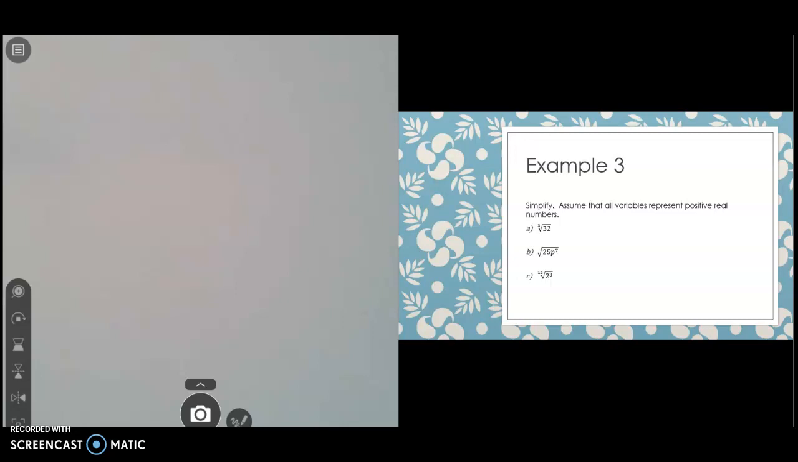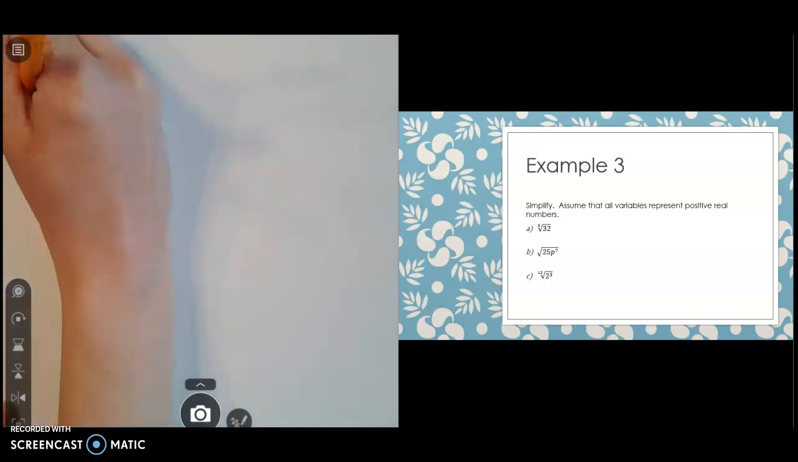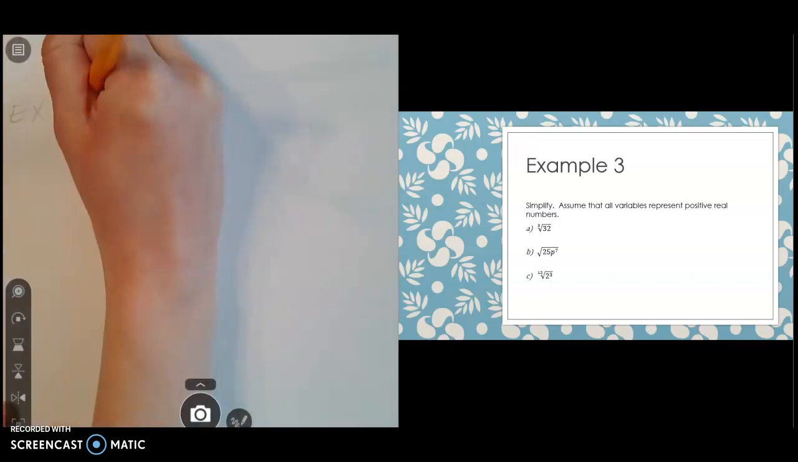Hi, welcome back to section 10.3. Next thing we're going to do is a lot more simplifying. So this time we're going to simplify where things aren't perfect squares anymore. Okay? So we have example 3, part A.